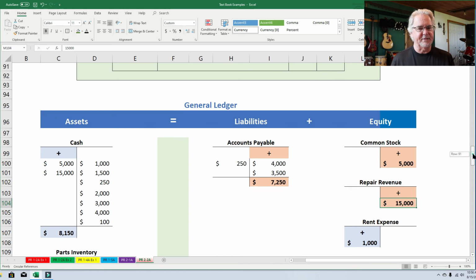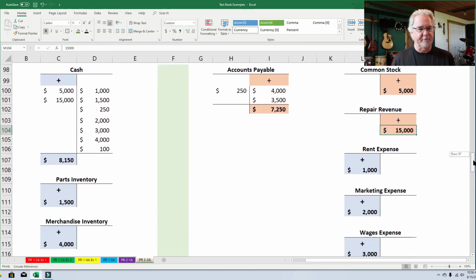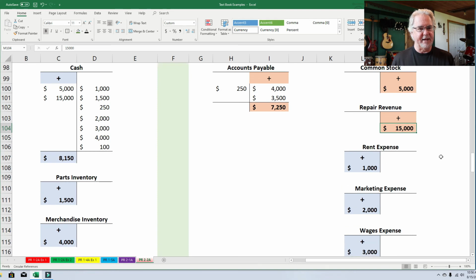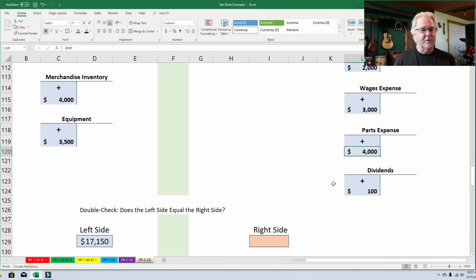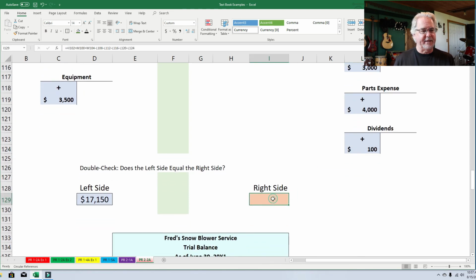These are all on the right-hand side, but you have to be careful. These expenses are on the left. So here's what you do: $7,250, add $5,000, add $15,000, but subtract $1,000, subtract $2,000, subtract $3,000. So everything that's on the left, you need to subtract. Subtract the $4,000, even subtract that $100. And if you do this correctly, guess what you're going to have? It equals. So the left side equals the right side.